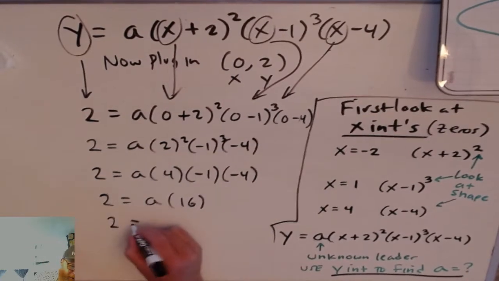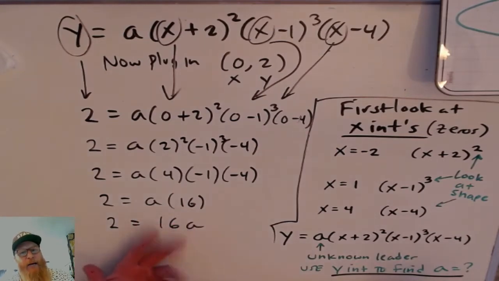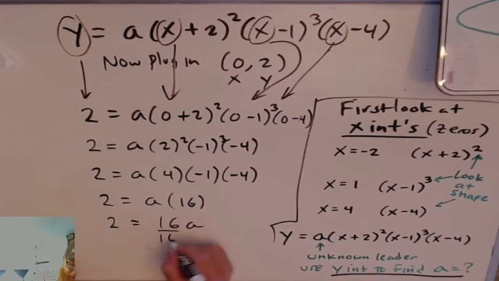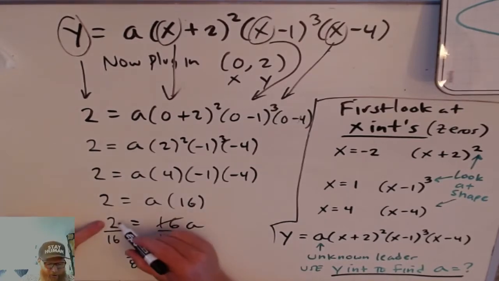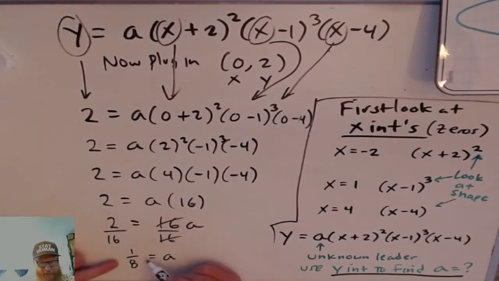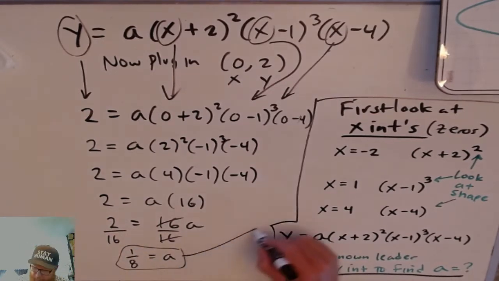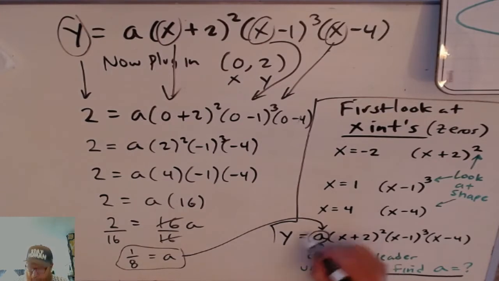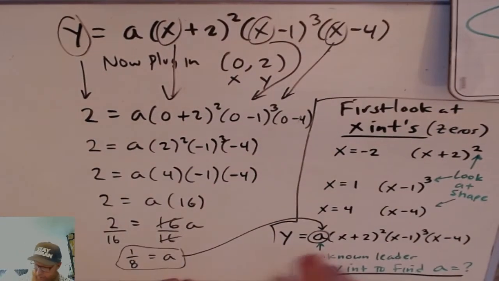You could write it this way. I don't really care. If you say A times 16, that means the same thing as 16 times A. Then divide by 16, and there's your A. 2/16 is the same as 1/8. And then come over here and replace A with whatever the value is.